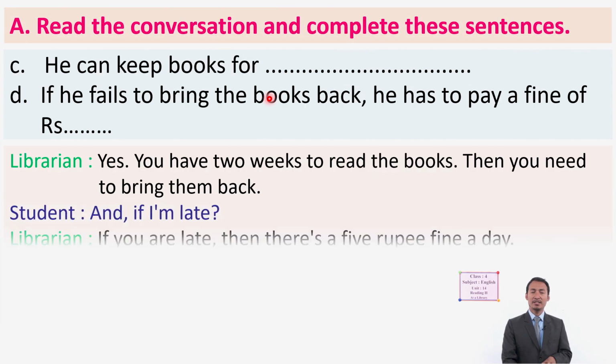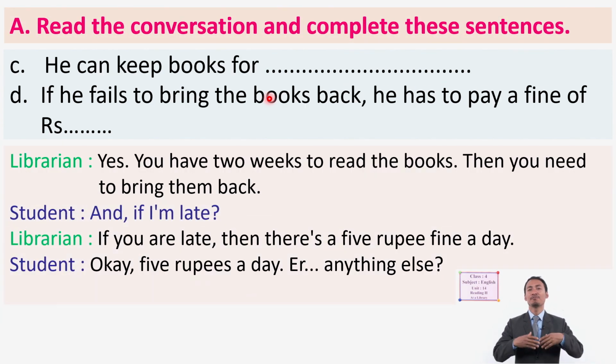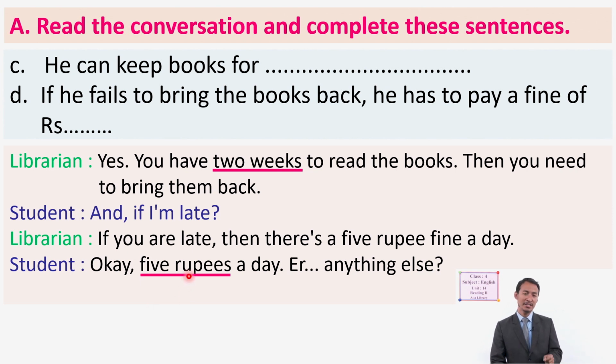Okay, another sentence is, he can keep books for how many days? Let's see here. We have to see the time here. You have weeks, days or months. You have to find out from here. For 2 weeks, you can see here. So for 2 weeks, right? If he fails to bring books back, he has to pay a fine of rupees. How much he has to pay? He has to pay 5 rupees a day. Okay, look at this. So our answer is here.